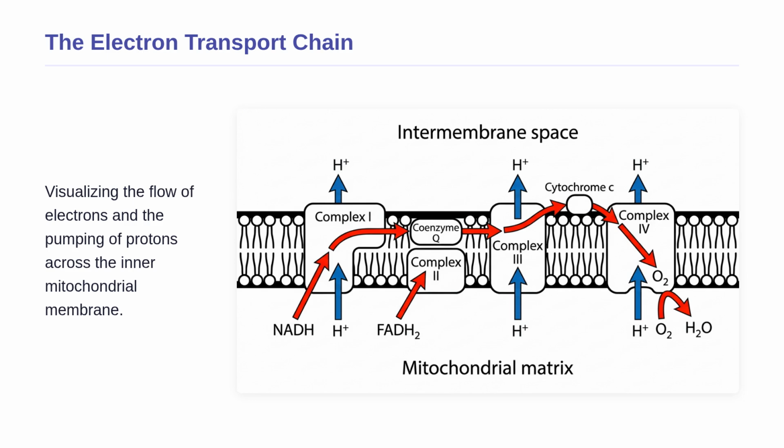The electrons are shuttled by coenzyme Q and cytochrome C all the way to complex 4, where oxygen catches them to form water. As this happens, look at the blue arrows pointing upward. These represent the protons being actively pumped across the membrane by complexes 1, 3, and 4, building up that crucial biological battery we discussed.